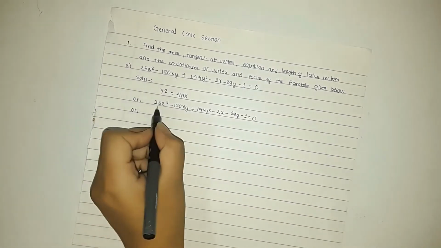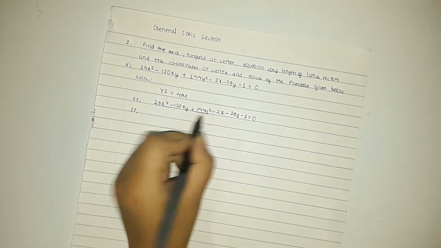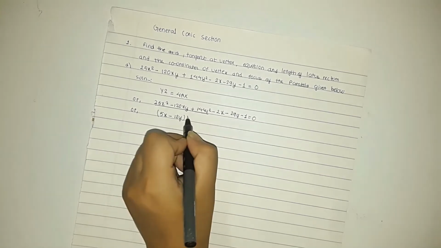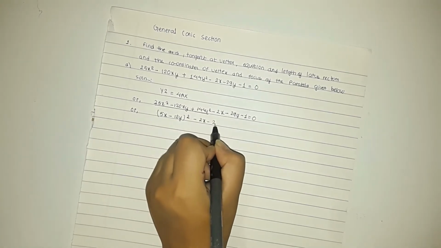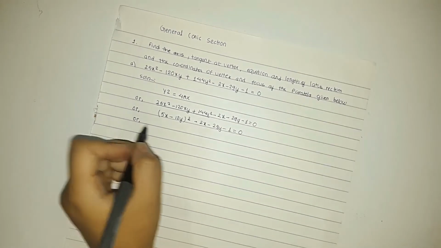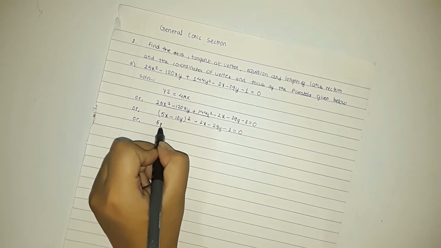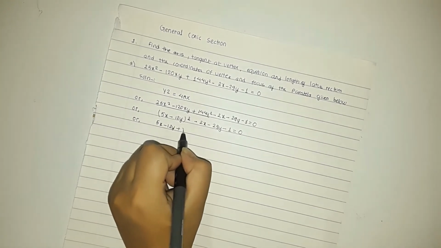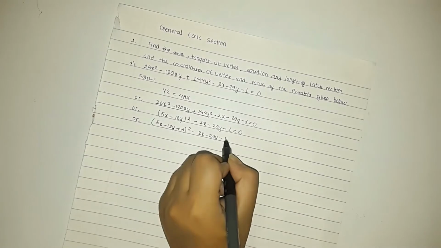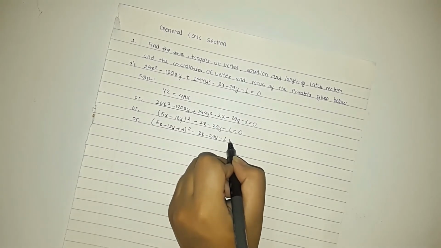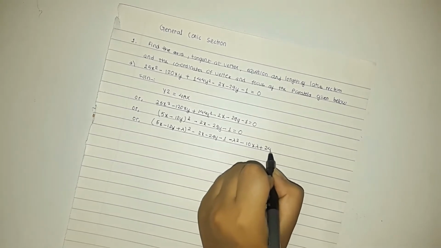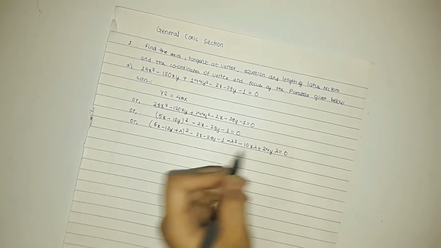Now as you can see, this is in the form of (5x minus 12y) whole square, and we're going to write the rest of the terms as they are. Now we're going to add a lambda inside this, which becomes 20 lambda square minus 10x lambda plus 24y lambda equals 0.